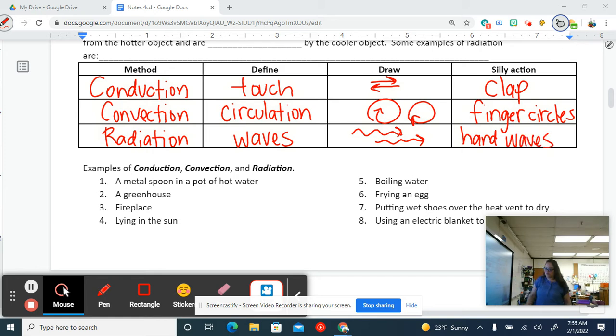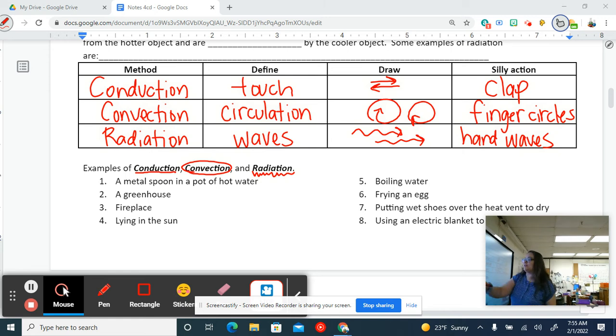All right, I want you to listen to the directions and then pause and do this, and then come back and check and make sure if you got it right. So I want you to underline it if it's conduction. I want you to circle it if it's convection, and I want a squiggly line if it's radiation. All right, so pause. Read these, do that, and then come back and see if you're right. All right, here we go.